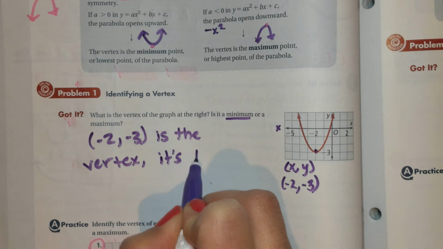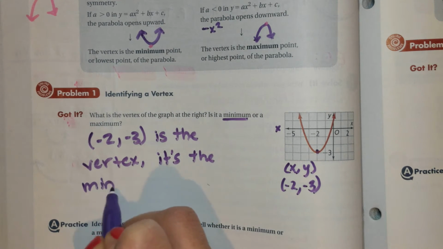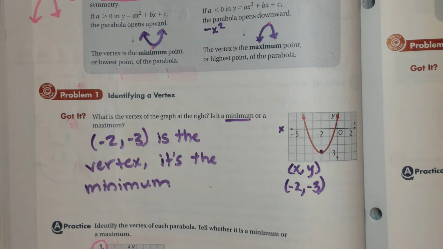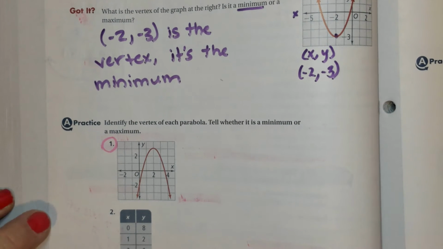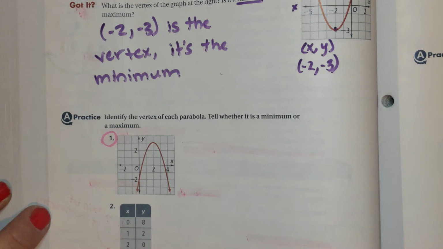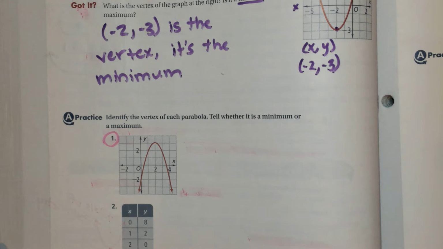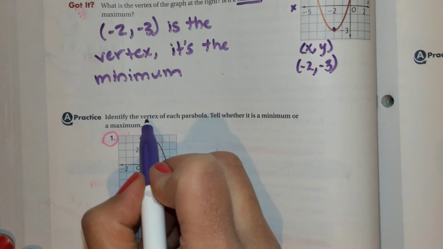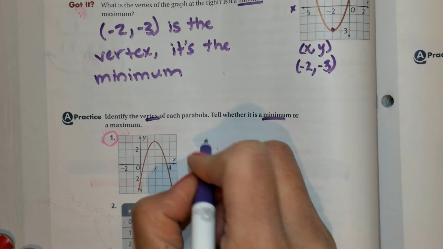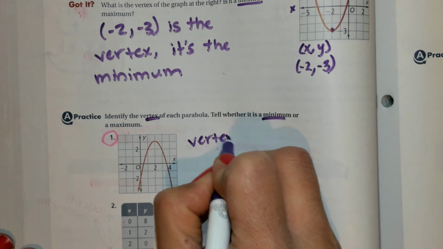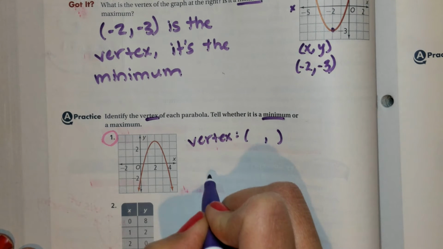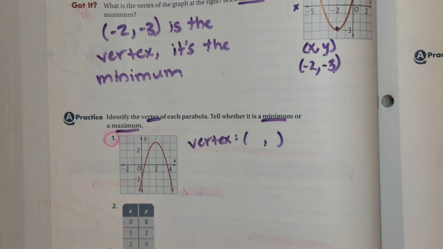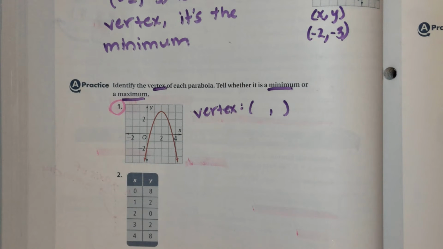And it's the minimum. All right, so finish copying that. I want you to try number 1. When you are going to take pictures of this to turn it in to Google Classroom, make sure that you have number 1 done. You need to have the vertex and tell if it's a min or max. So you would have to do vertex, and then is it a minimum or maximum? All right, but I'm going to help you guys out with number 2 because this is a little bit different.